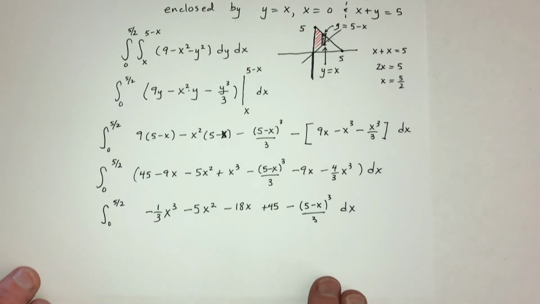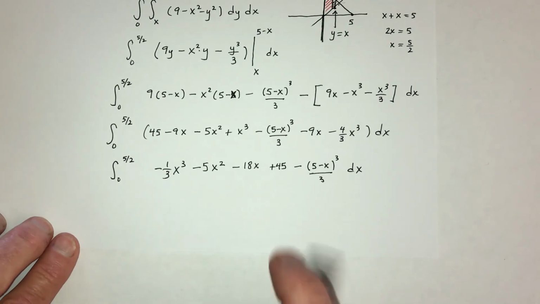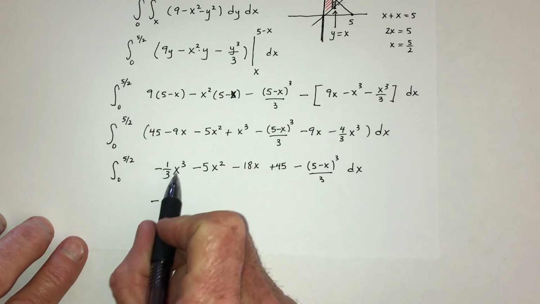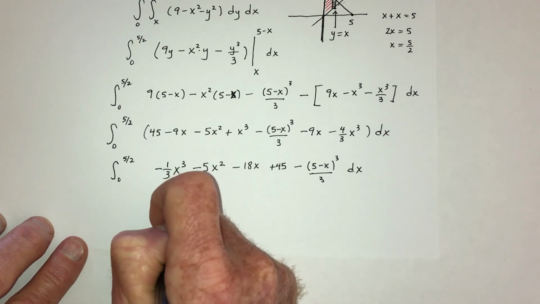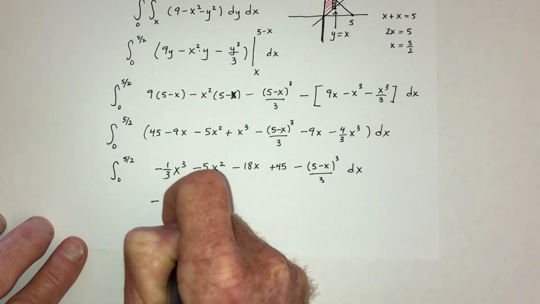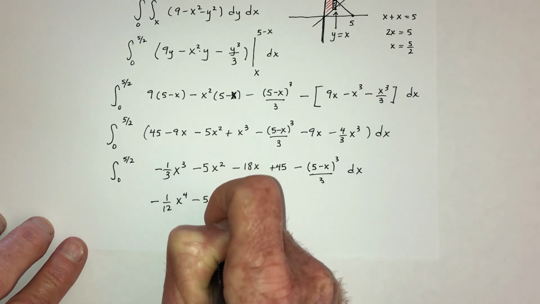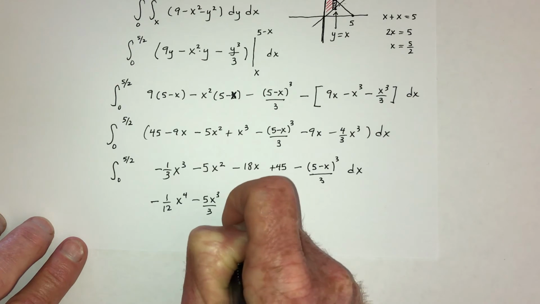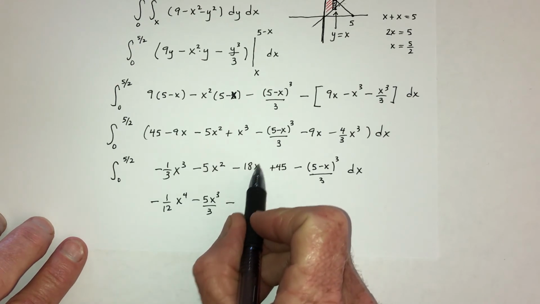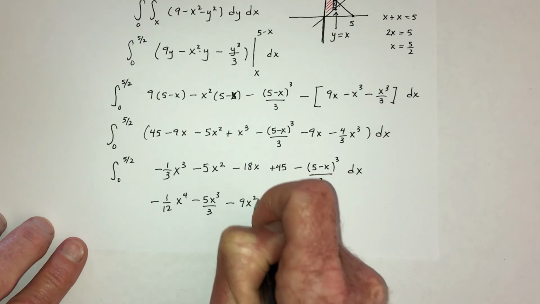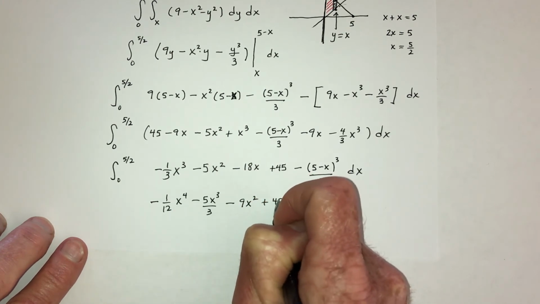And then we can integrate with respect to x. So this will be negative, and this is going to be x to the 4 over 4, which makes this negative 1 12th x to the 4, minus 5 x to the 3 over 3. This will be x to the 2 over 2, so that's going to cut the 18 in half. And then a 45x.